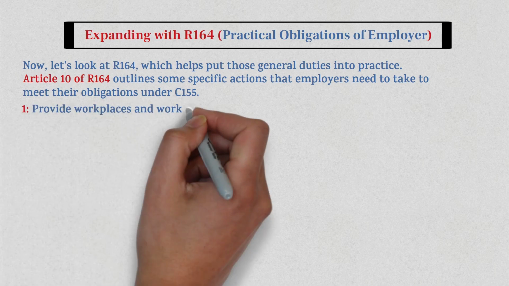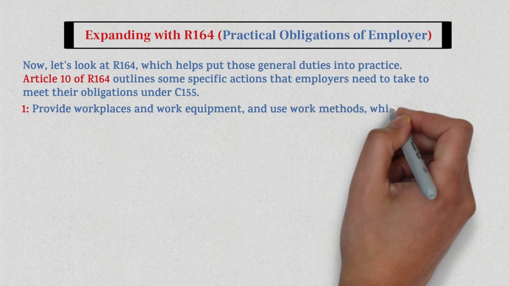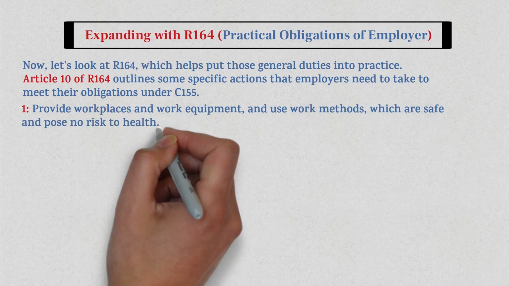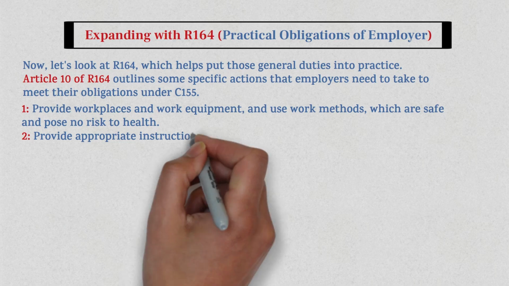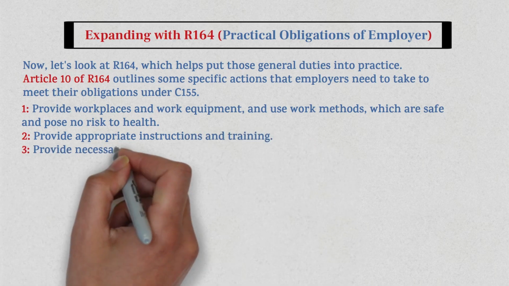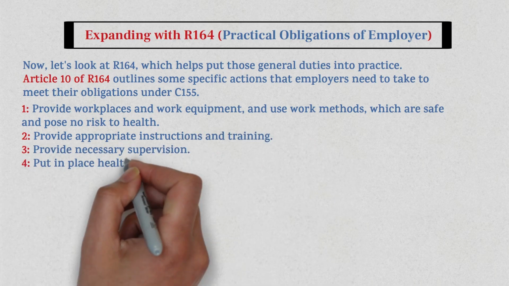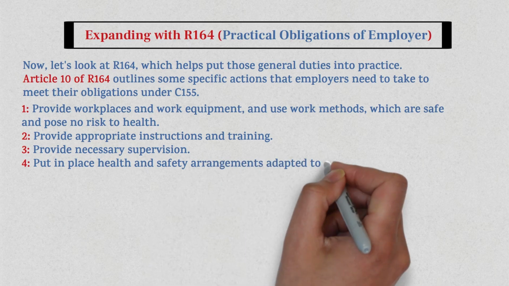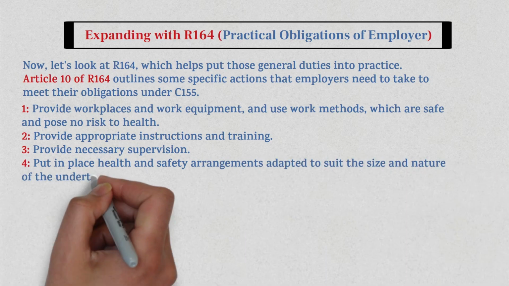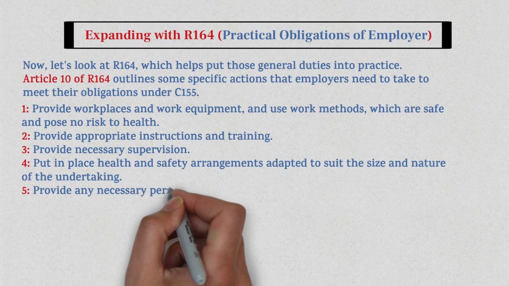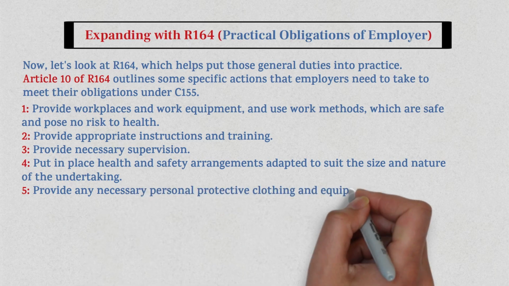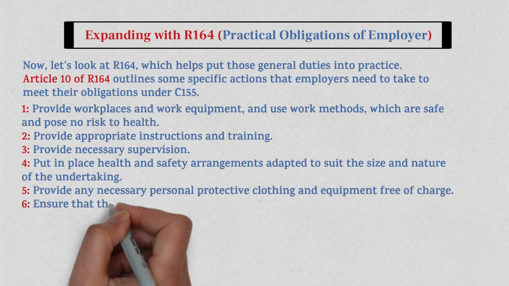1. Provide workplaces and work equipment, and use work methods, which are safe and pose no risk to health. 2. Provide appropriate instructions and training. 3. Provide necessary supervision. 4. Put in place health and safety arrangements adapted to suit the size and nature of the undertaking. 5. Provide any necessary personal protective clothing and equipment free of charge.